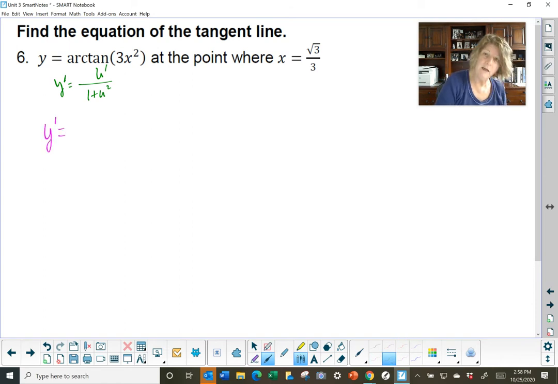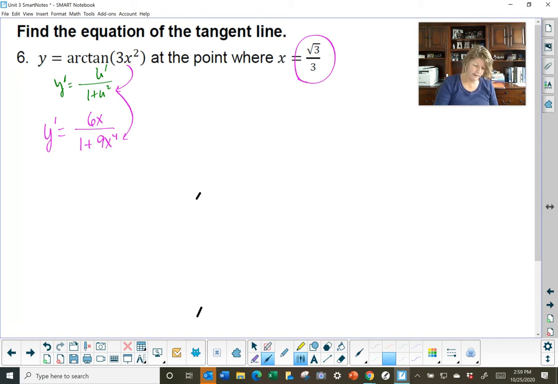Y prime. If I'm making the equation of a tangent line, I definitely need the derivative. So the derivative, u prime, that's going to give me a 6x over 1 plus 9x to the fourth, right? And that's going to yield that. And we want to evaluate at root 3 over 3. So y prime evaluated at root 3 over 3 would be 6 times root 3 over 3. Oh, that's going to reduce. Over 1 plus 9 root 3 over 3 raised to the fourth.